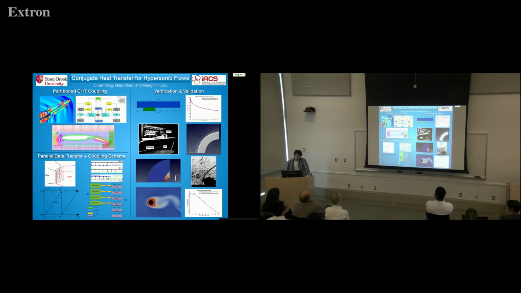A simple test case for heat transfer is a laminar flow over a heated flat plate, which is shown here. And for that case, there's an approximate analytical solution, and we verified that our coupler indeed produces the correct temperature along the interface.